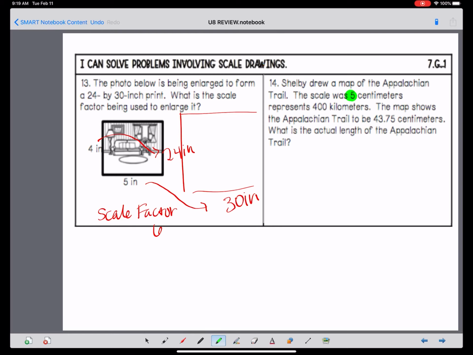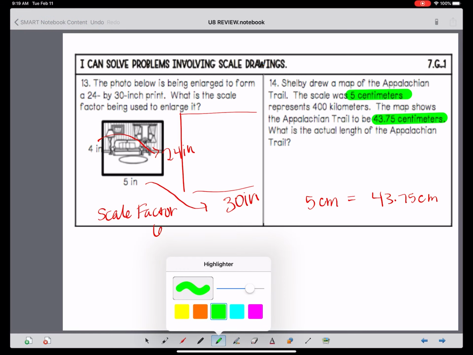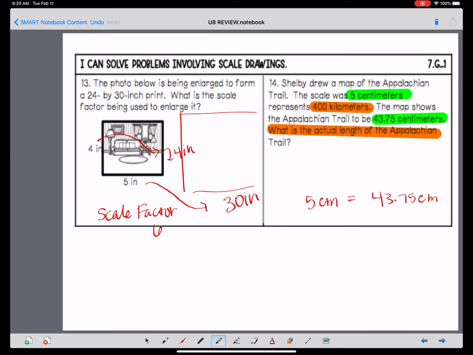I know here that I'm originally given, our scale is 5 centimeters, and the trail is going to be 43.75 centimeters. Well, because this is proportional, I know that I can set up centimeters being equal to centimeters. And what they're asking us to find is the actual length of the Appalachian Trail. Well, it's going to be in kilometers. So the scale was 5 centimeters and it represents 400 kilometers. And they want to know what the actual length of the trail is.